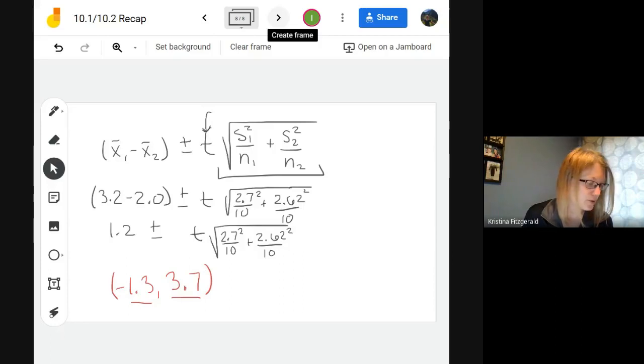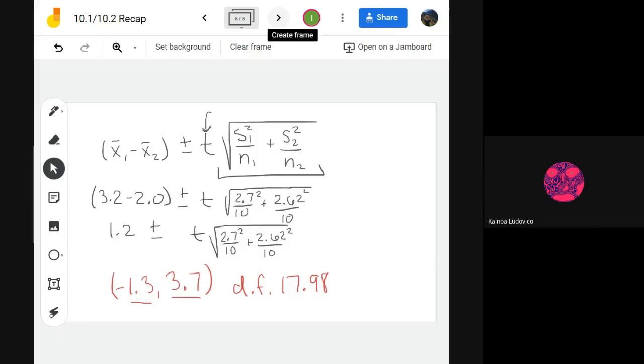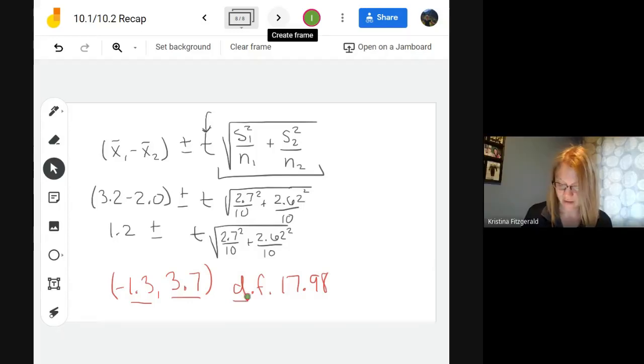The only other thing we want to copy here is our degrees of freedom. And I probably wouldn't round this up to 18. My calculator gives me like 17.98, and I would do that. So that's my degrees of freedom. Then I can use that to go back and find this T number so I can plug in my formula correctly.